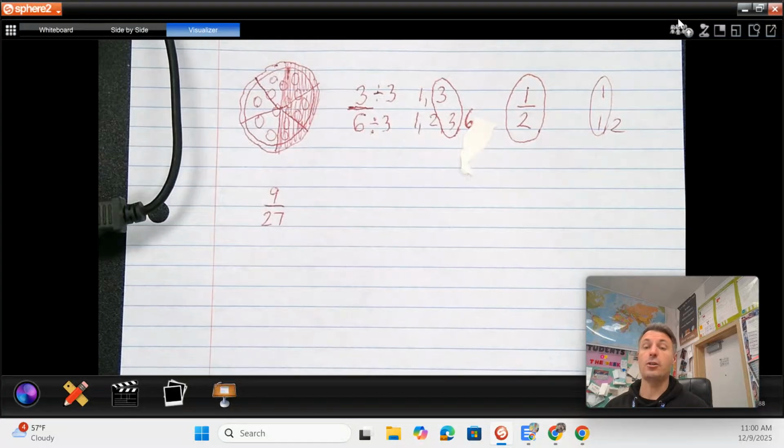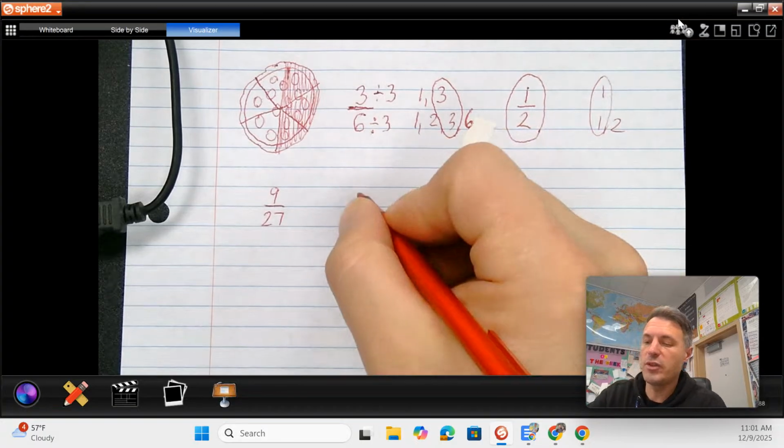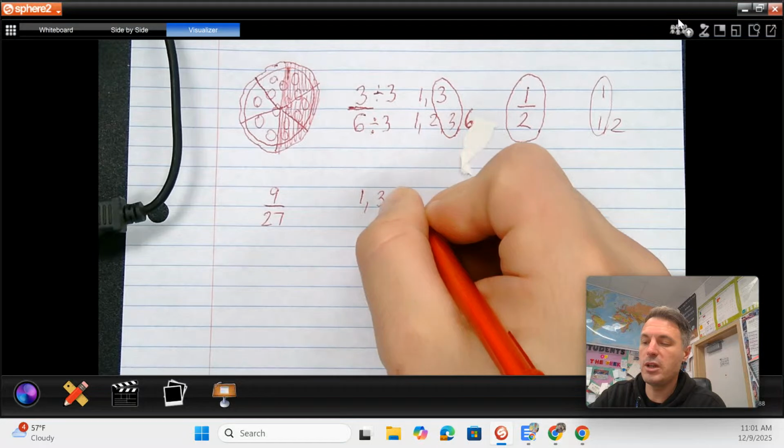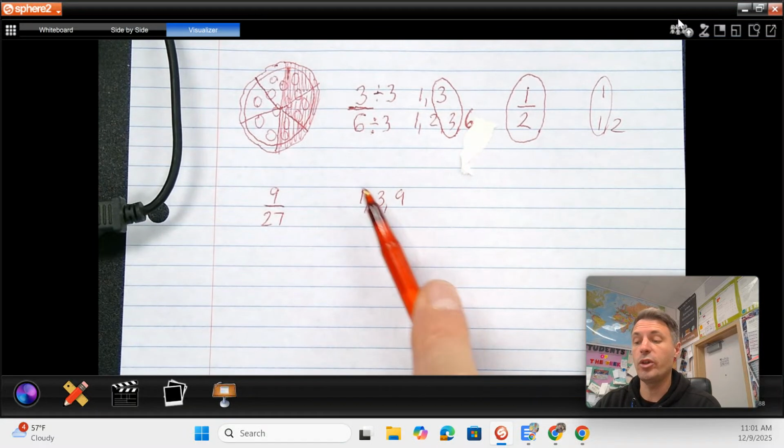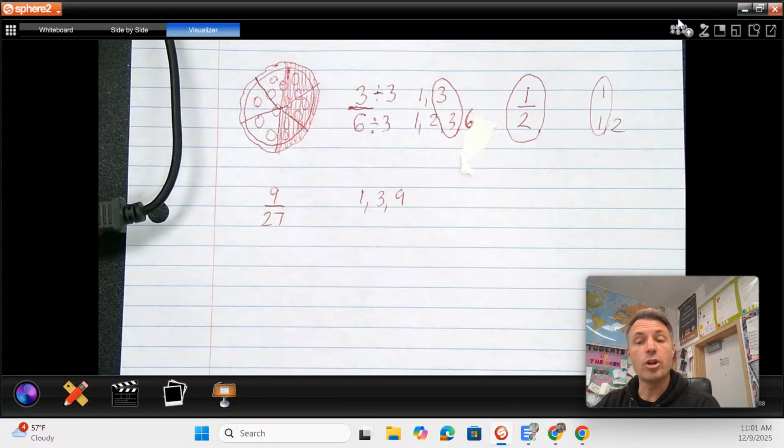Remember, we list the factors for the numerator and denominator. We circle the number that's the biggest number that's in both lists, and then we divide the numerator and denominator by that number. So what are the factors of 9? They're just 1, 3, and 9, because only 1 times 9 is 9, and 3 times 3 is 9. That's the only way we can get 9 as a product, as the answer to a multiplication problem.